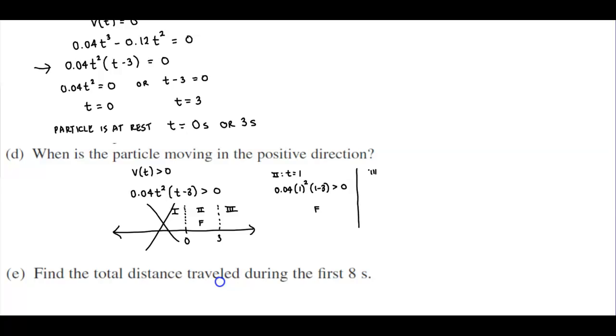Then we go to region number 3. If we take a value where t is equal to 4, let's plug it into the velocity function. So 0.04 times 4 squared times 4 minus 3. Regardless of what we get, we know we're going to get a positive number, which is greater than 0, so it's true there. So the particle is going to be moving in a positive direction for when t is greater than 3.